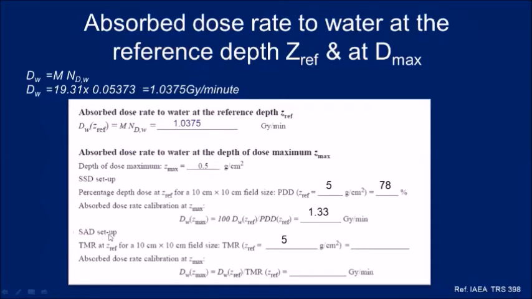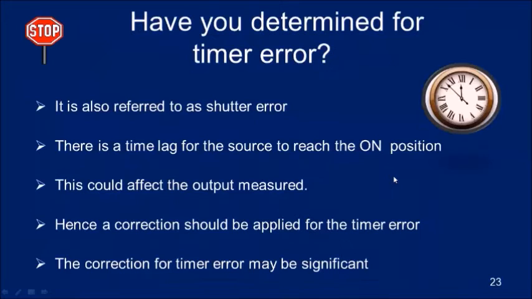If you had used a SAD setup, then you will be using TMR and not PDD. So you have finished output measurement, that is the dose rate at Dmax or at 5 centimeter depth in SSD technique. Now the next thing is to see whether you can measure the shutter error. Shutter error or timer error. This is the time lag for a source to reach the on position. It could affect your output measurement, and a correction should be applied.